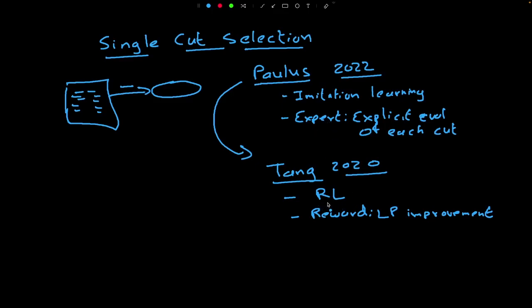So in reinforcement learning, we are basically not looking at just the immediate reward, but also at the discounted total reward. So it's not just what happens if I add this cut, but it will focus on how it will change the state, and once the rest of the cuts are added, the overall improvement in the LP objective is taken into account. Whereas the approach by Paulus and others only focuses on the immediate improvement in the LP relaxation. So these are the two works that are mentioned in this paper for single cut selection.